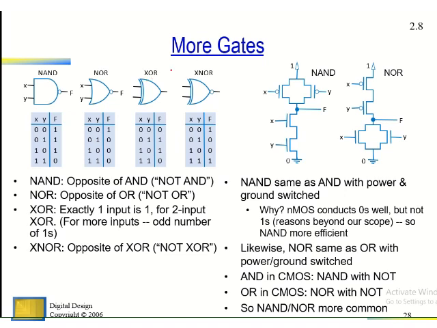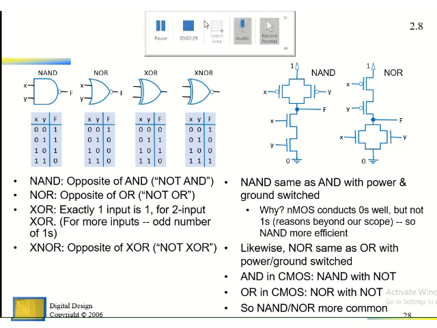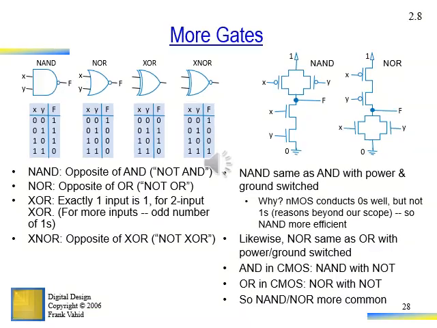You can use a few other gates as well, like a NAND gate, NOR gate, XOR gate, or XNOR gate. So a NAND gate is basically the opposite of AND, and you can say it is NOT AND. NOR is the opposite of OR, that is, NOT OR. XOR is basically a parity checker. So if an odd number of ones are present, it will give you one as the output.